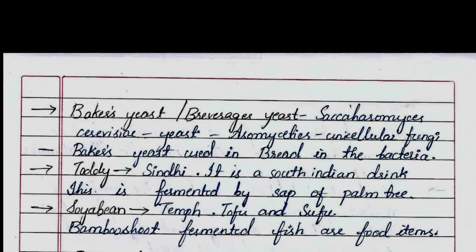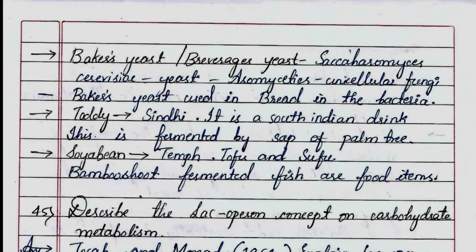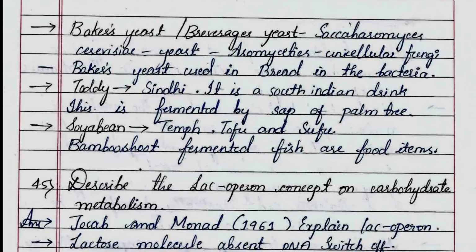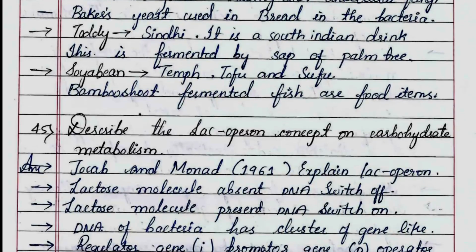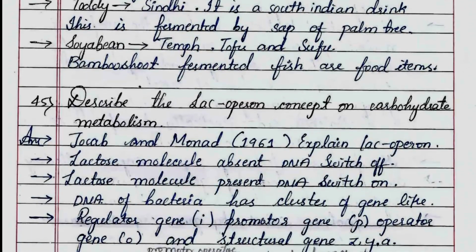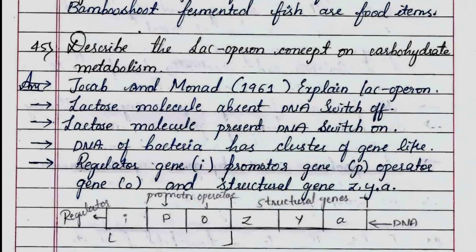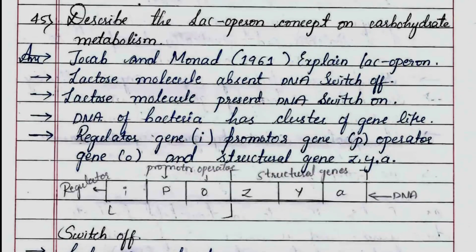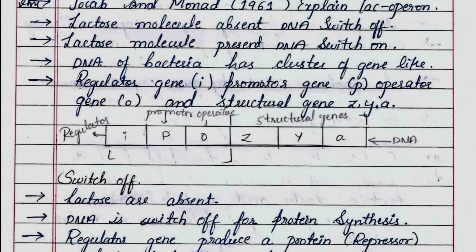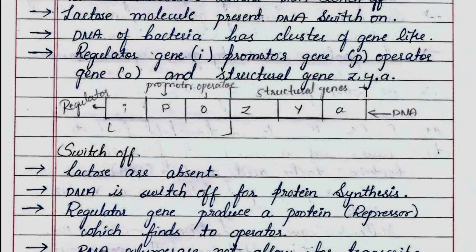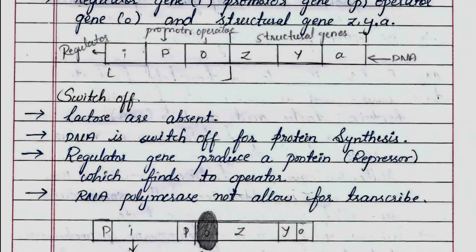45th question is describe the lac operon concept on carbohydrate metabolism. Here, Jacob and Monod in 1961 explained the lac operon concept, where a switch off and switch on mechanism has been represented. Where lactose molecules are absent, DNA switches off; where lactose is present, it switches on. The regulator gene produces a protein. Here is the complete explanation with the schematic diagram.